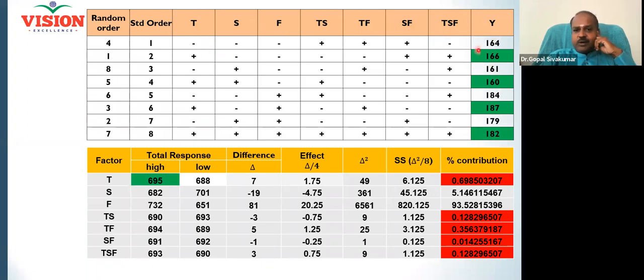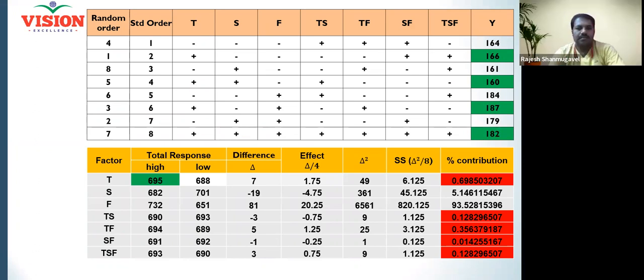Temperature is high. First output is 166. Next temperature high, the output is 160. Again, temperature is high here, 187. And last one, 182. Can you see them highlighted in green color? Yeah. There are 4 readings. These readings are obtained when the temperature is high. Can you sum them up? That is 695.